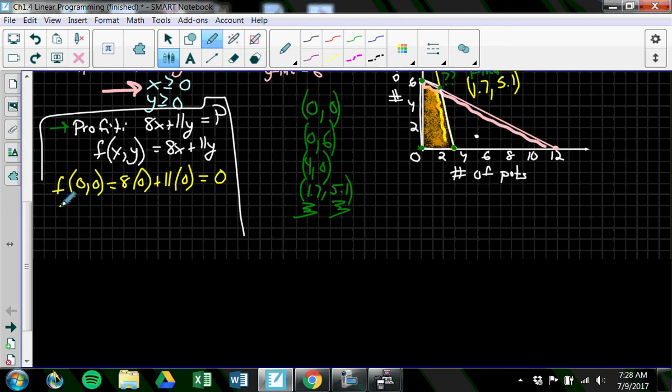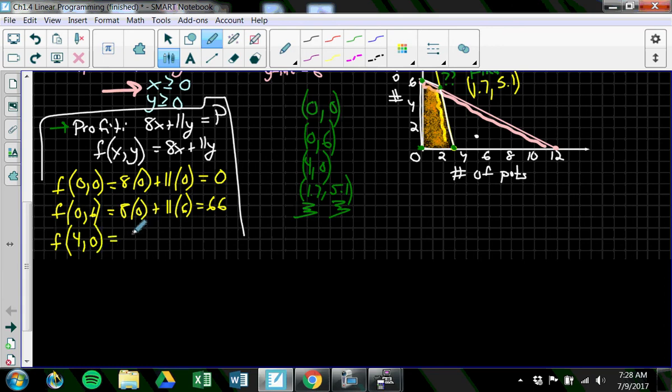Then I'll do f of 0, 6. This is making 0 pots and 6 jars. So that's 8 times 0 plus 11 times 6. That's 0 plus 66. That makes us $66. Next is f of, the next corner point was 3, 0. Nope, 4, 0.